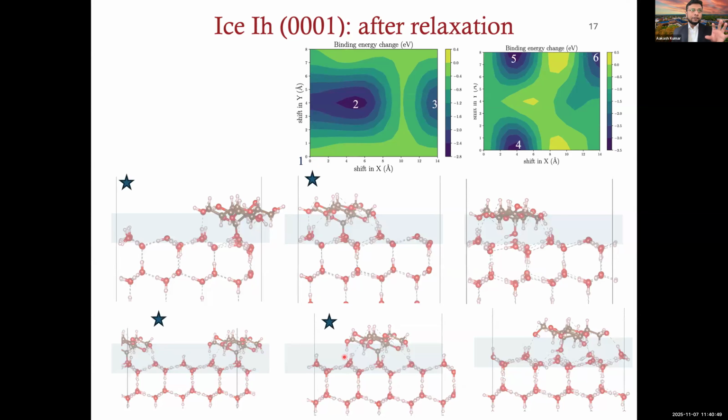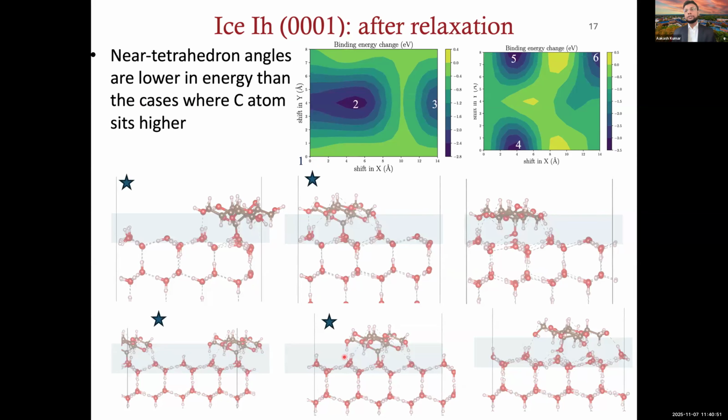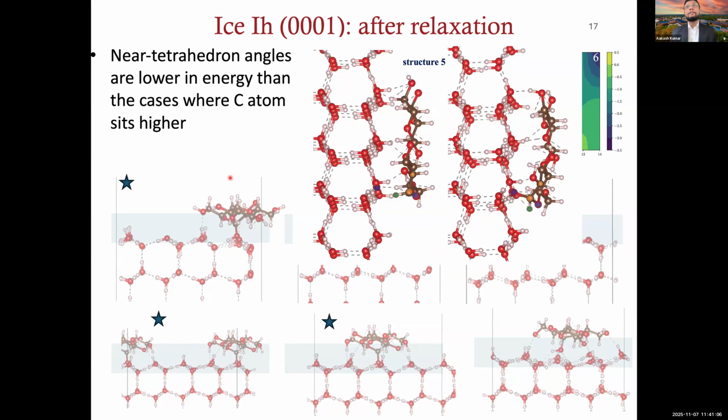If we focus on a few of them and go deeper, what we noticed was that there is a tetrahedral geometry being observed. So the angles that carbon forms around this group of atoms are near tetrahedral. And that warranted further investigation, right?